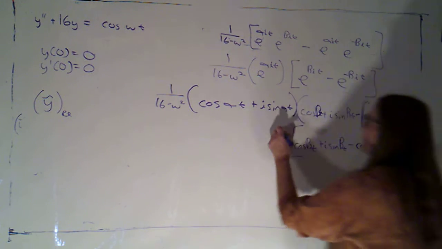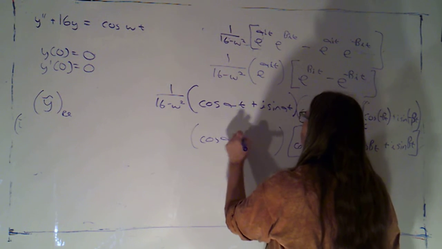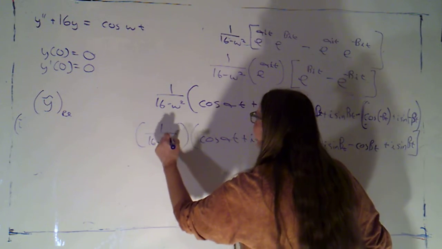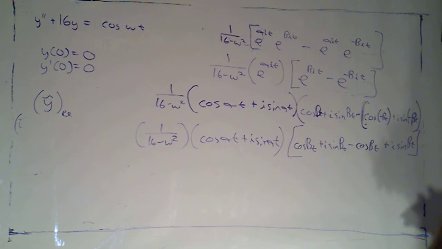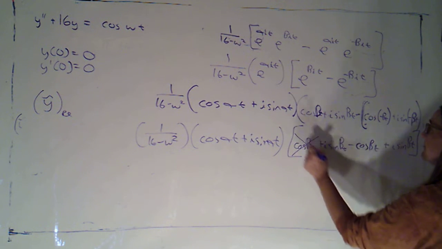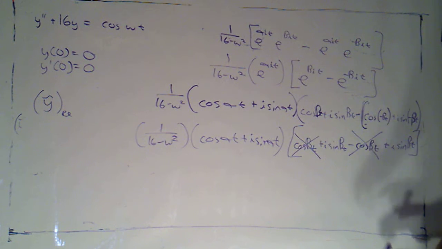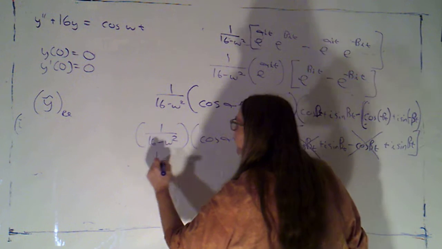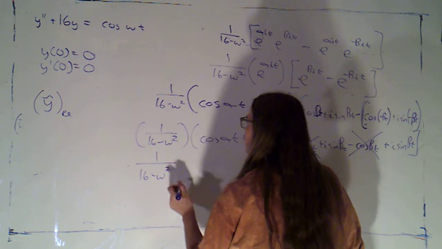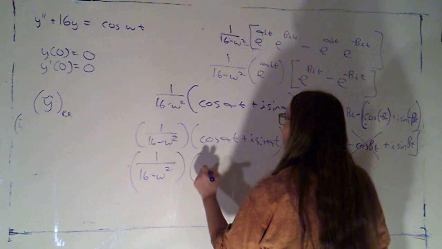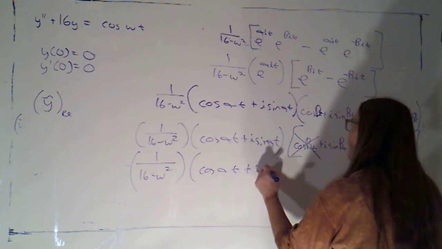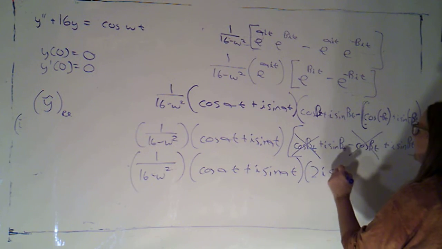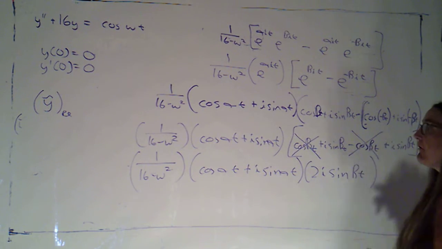Okay. And we're multiplying that by cosine of alpha t plus i times sine of alpha t, and by 1 over 16 minus omega squared. Now, what happens is the cosine of beta t's cancel out. So this becomes 2i sine beta t. So I've got 1 over 16 minus omega squared times cosine of alpha t plus i sine of alpha t times 2i times sine of beta t.